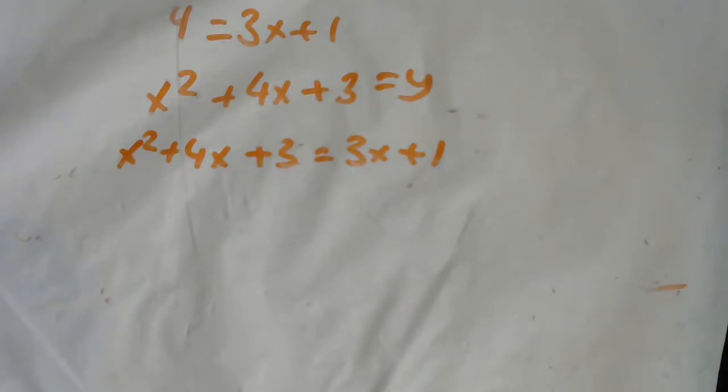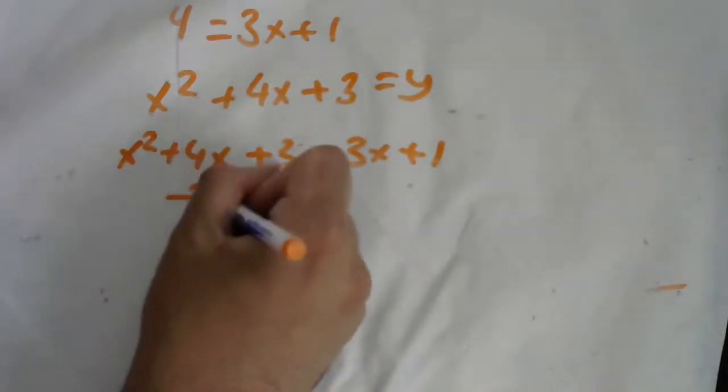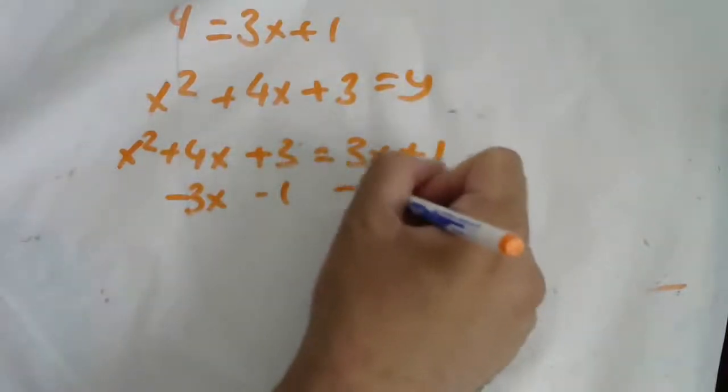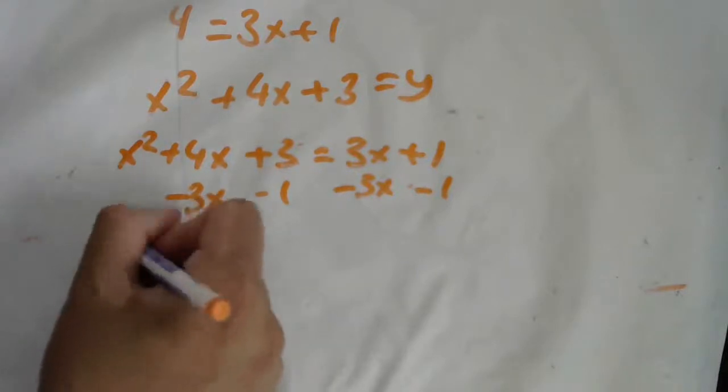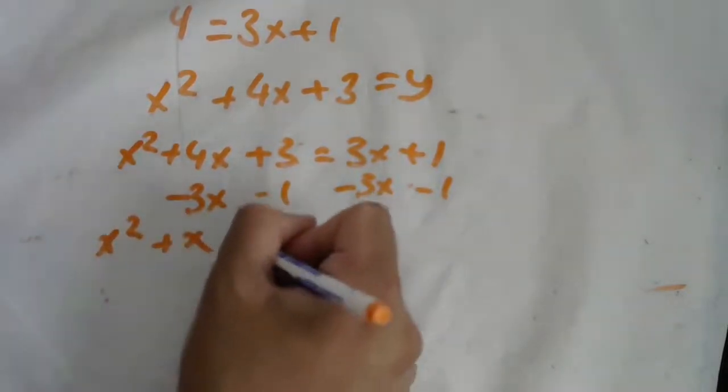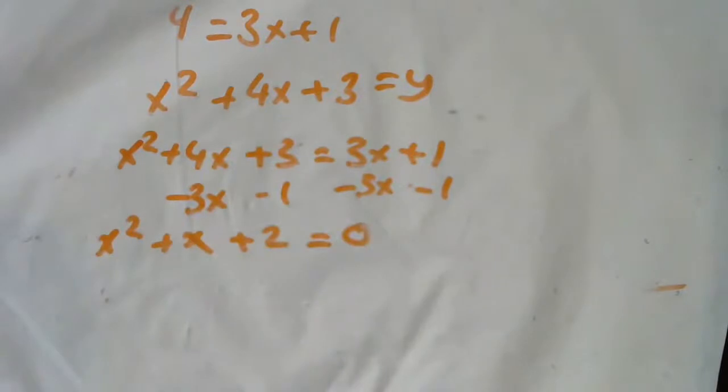The next thing we're going to do is remember the idea that you can't solve quadratic equations unless they equal 0. So what I'm going to do is take away 3x plus 1 from both sides. So here we're going to take a 3x, take a minus 1, take a 3x, take a minus 1. And if you do that, you get x squared plus x plus 2 equals 0. And that's now in a form you can solve.